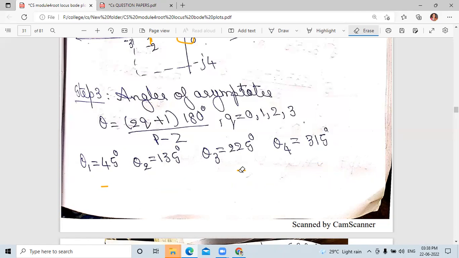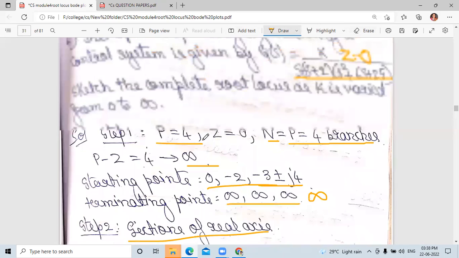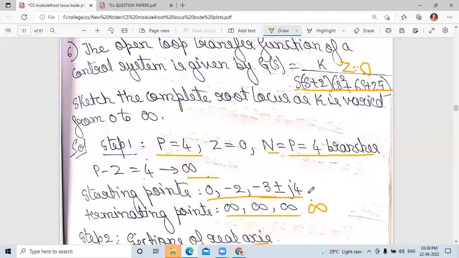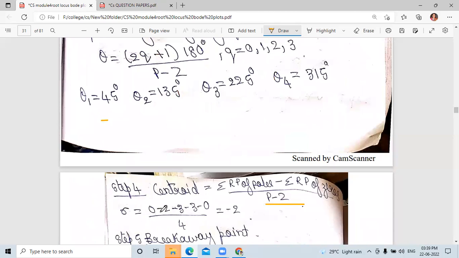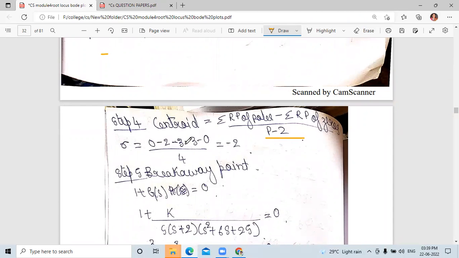Next, we need to find out the centroid. Okay, so centroid equals what? Summation of real part of open loop poles minus summation of real part of open loop zeros divided by p minus z. So here the roots are -3 plus or minus j4. So 0, -2, -3, -3. So -8 divided by 4 minus 0, you will get -2.